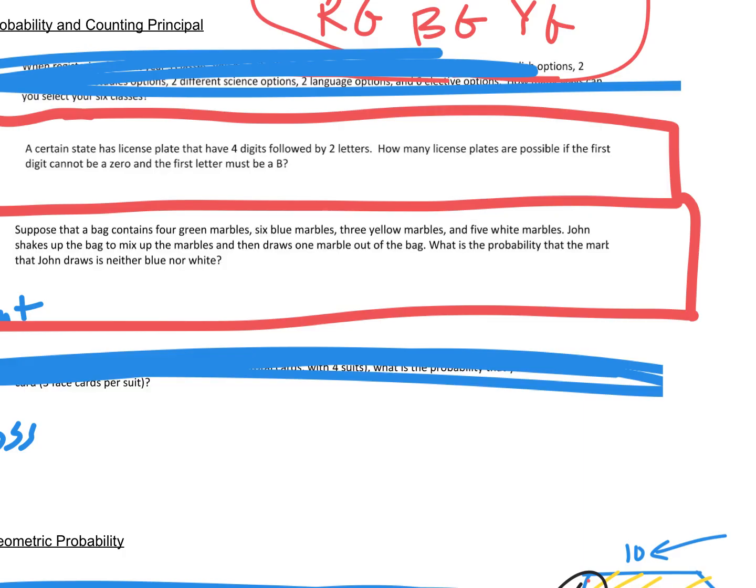So, license plate has 4 digits. Ooh, 1, 2, 3, 4 blanks. That's how you do that. And you got to put choices in there. Followed by 2 letters. And the first digit cannot be a 0. Oh, well then there isn't 10 choices. There's 9. And the first letter must be a B. Oh, well then there's only 1 choice right there. But there's 26 choices of letters for the rest of it.